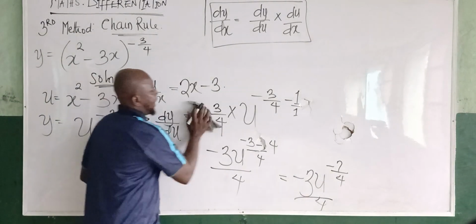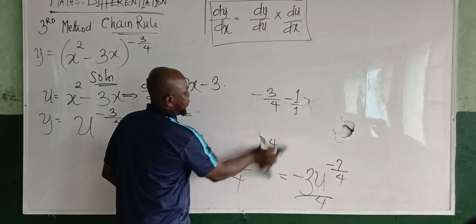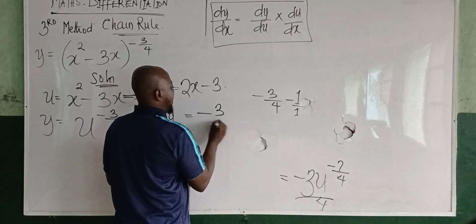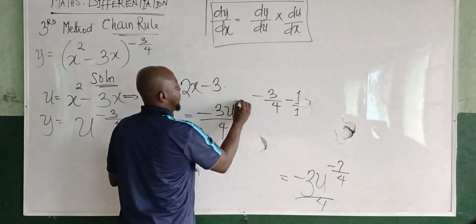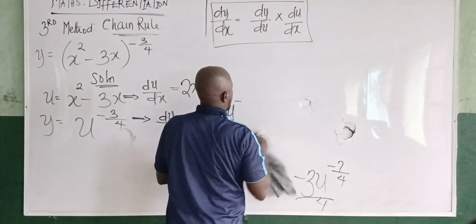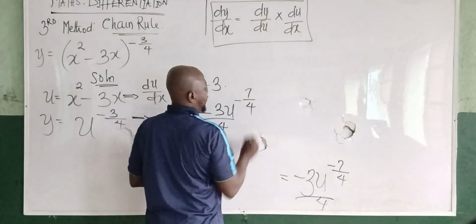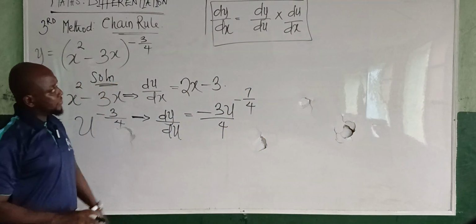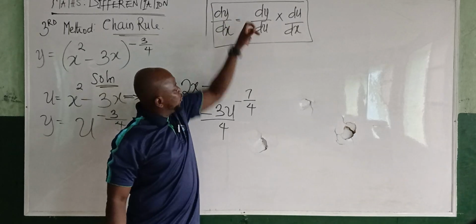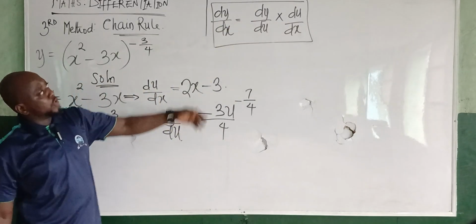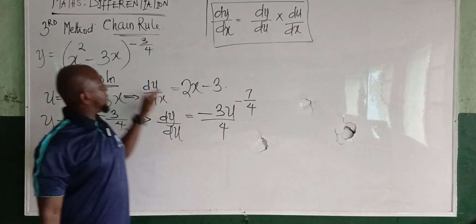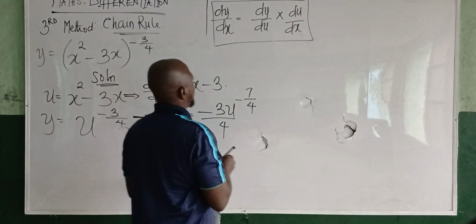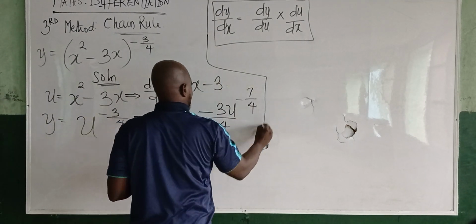I'm going to take this one now and put all this variable here, put this one here, which is minus 3 over 4u minus 7 over 4. This is it. Now from here, observe that the dy/du and the du/dx have been gotten. This is it here. So what do I do in this place? I will just introduce it there.